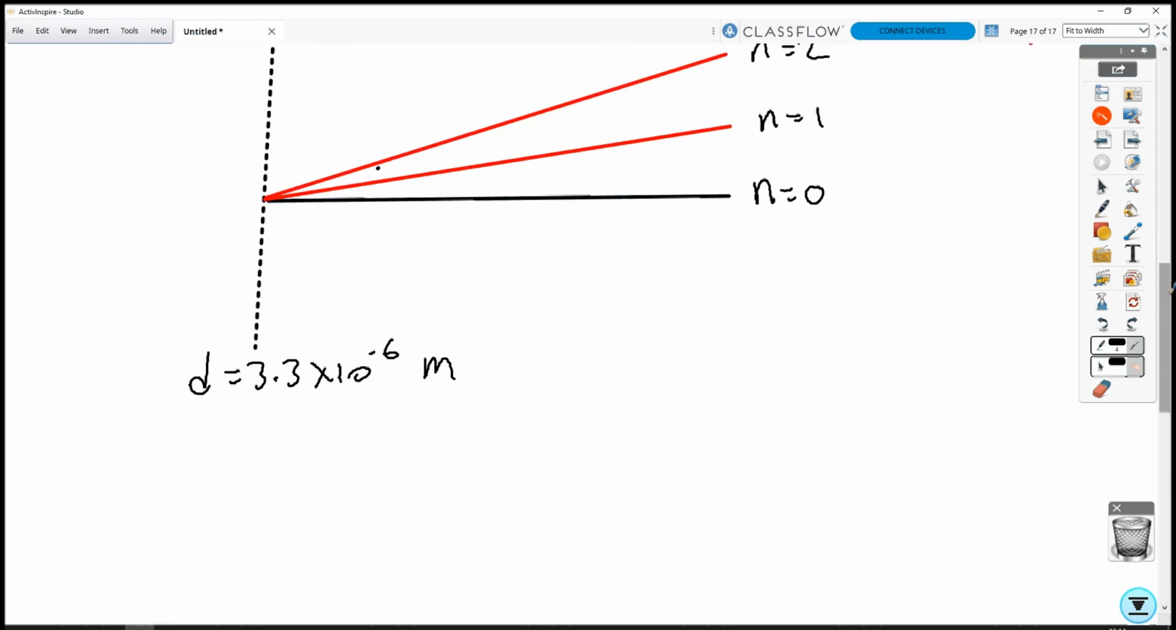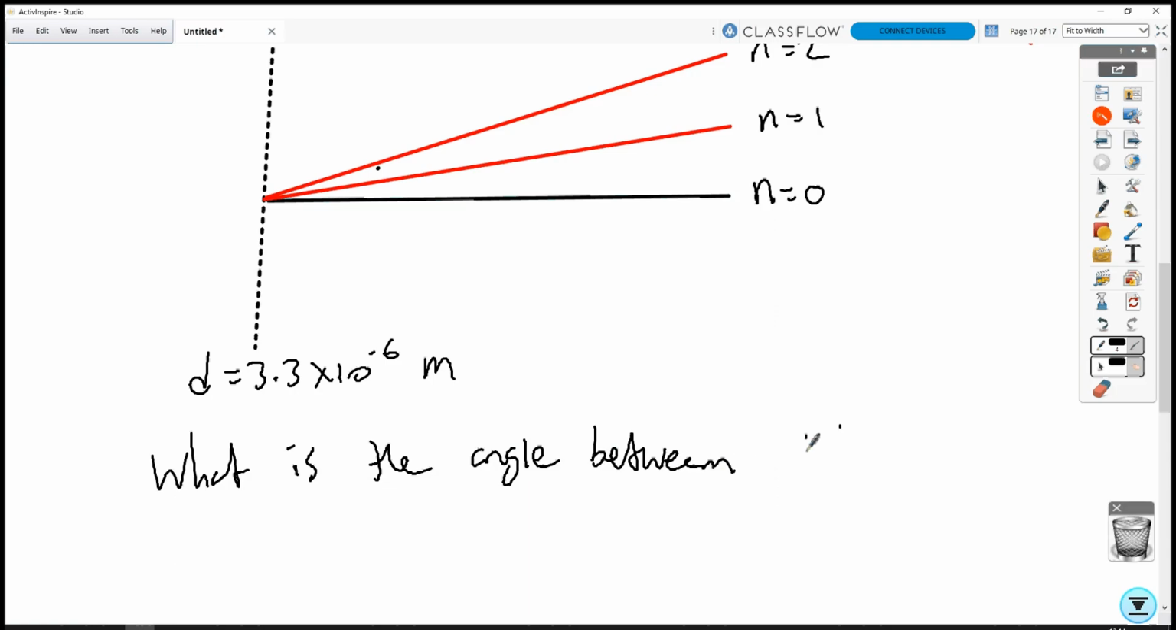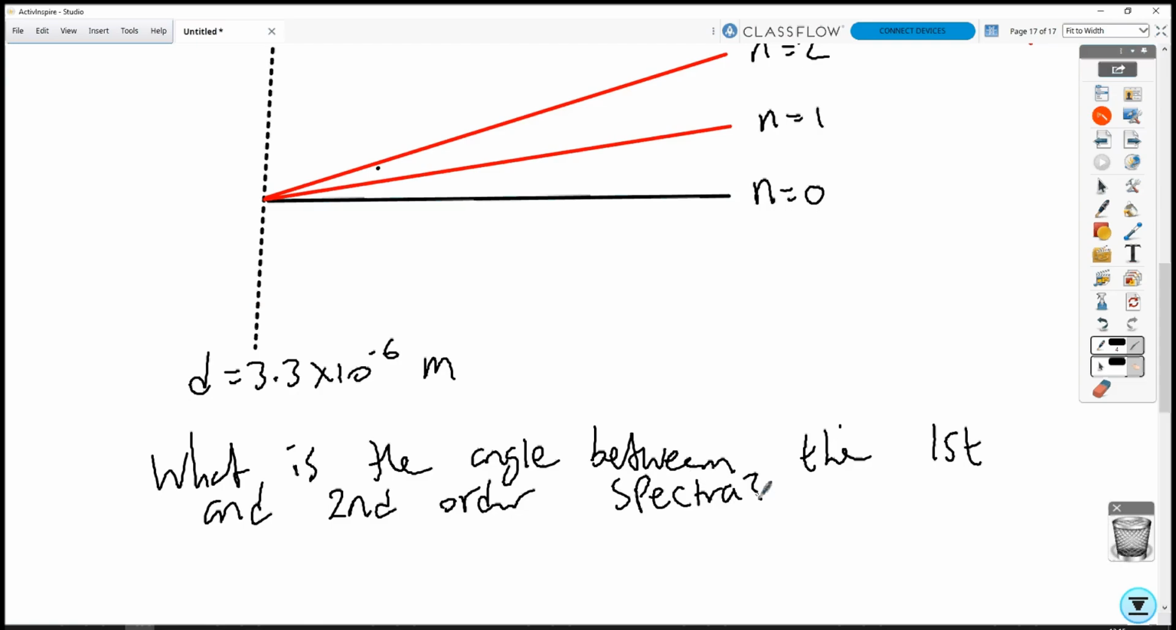So the question is, what is the angle between the first and second order spectra? Pause the video here to attempt the question and play the video to see the working out.